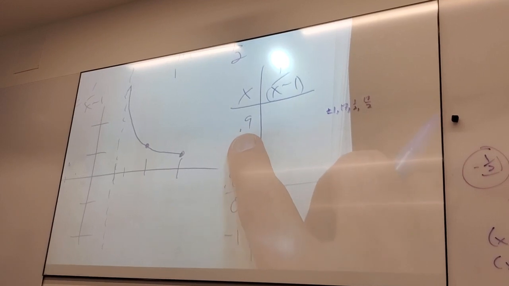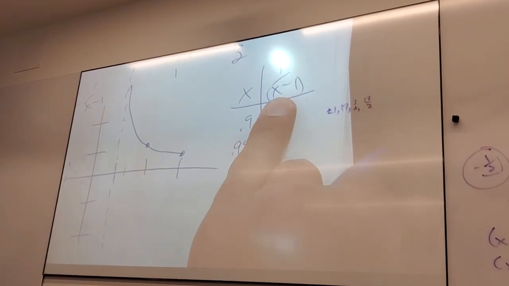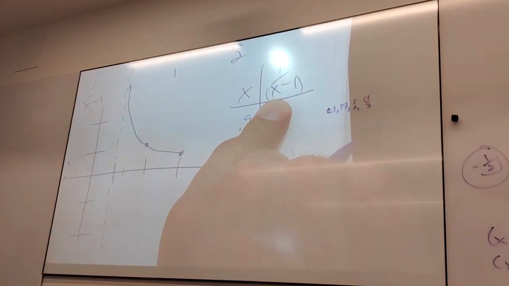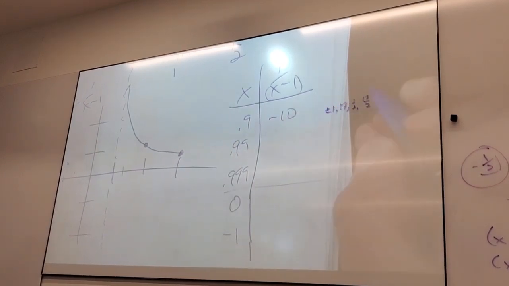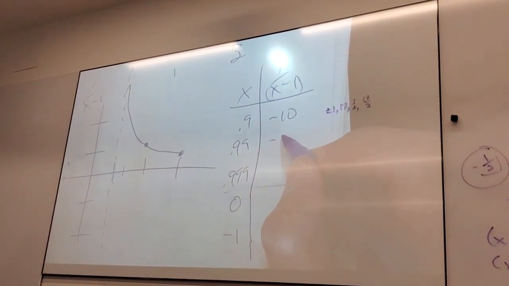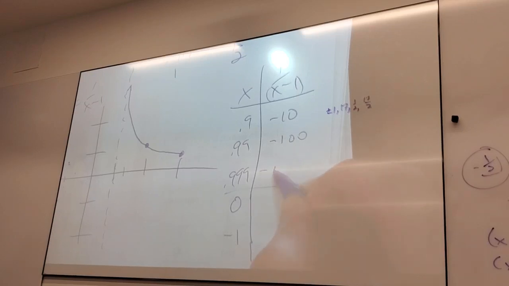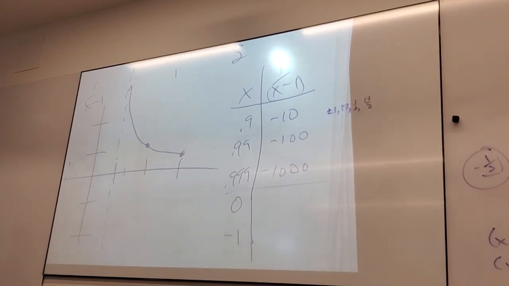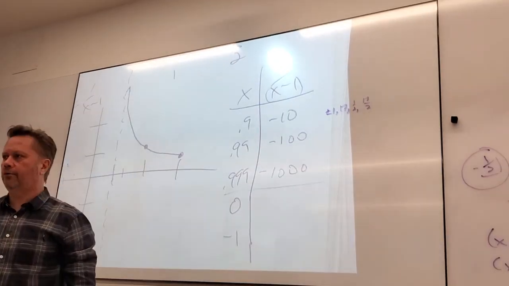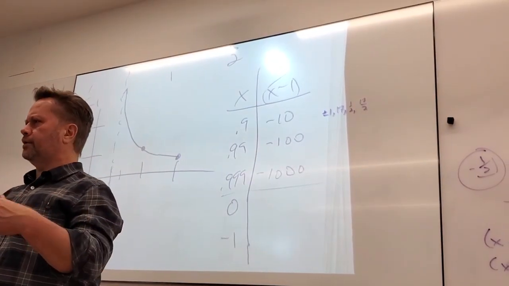All right, who's got 0.9? What happens when you put a 0.9 in, if you put it in your calculator? -10. So I'll bet you anything this is going to be -100, -1,000. And really, it's for the exact same reason. 1.1 minus 1 is 0.1. 0.9 minus 1 is -0.1. So of course you're going to have the same number at different signs.